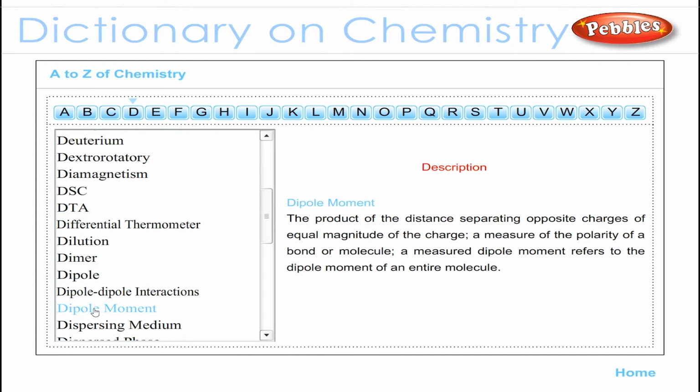Dipole moment, the product of the distance separating opposite charges of equal magnitude and the magnitude of the charge, a measure of the polarity of a bond or a molecule. A measured dipole moment refers to the dipole moment of an entire molecule.